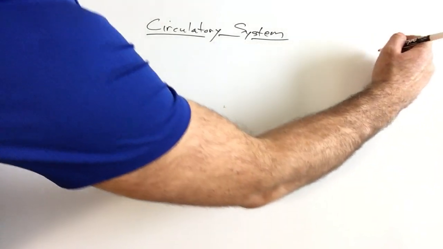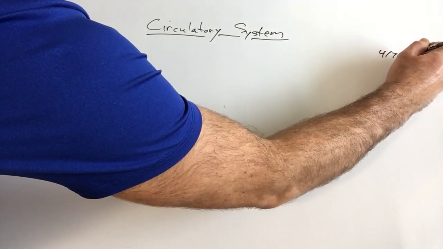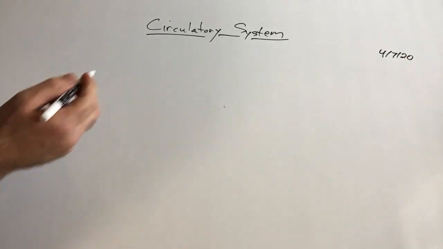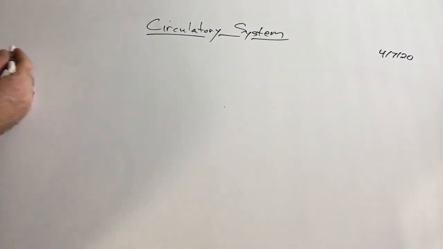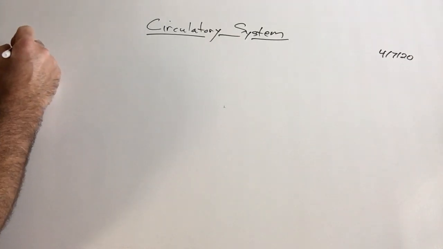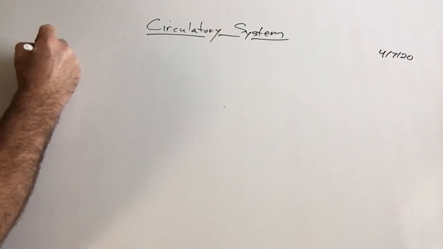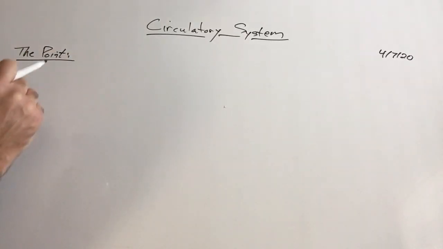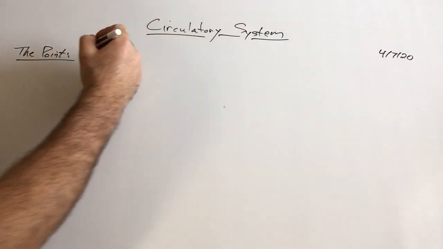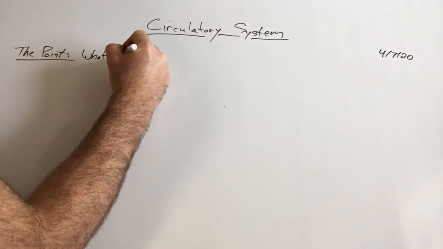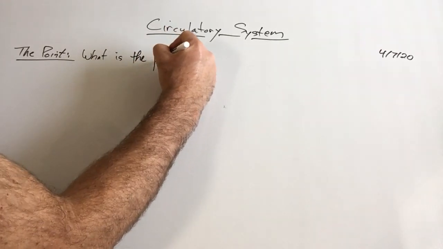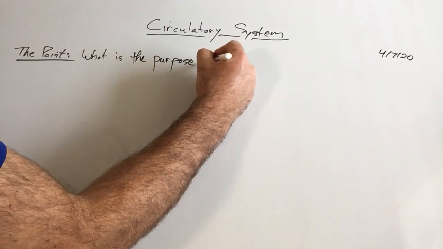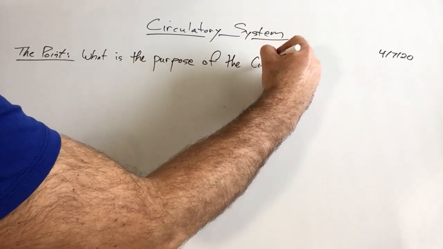Let's go to the right, write the date. And today is the 7th. So let's go all the way over here and write 4/7/20. All right, we're still doing class. And then we skip along and go all the way to the left and we write the point. Isn't it nice to be back? Yeah, we're gonna try it this way now and see if this works. And the point today is, what is the purpose of the circulatory system?